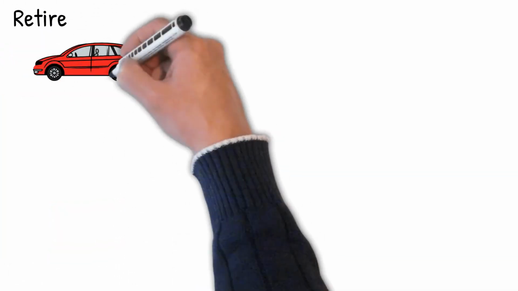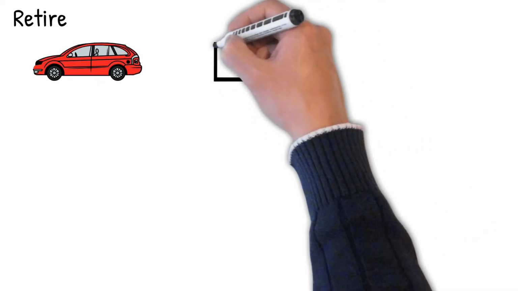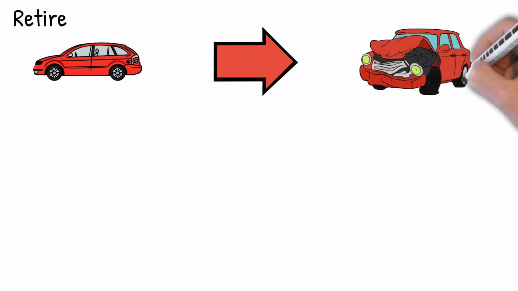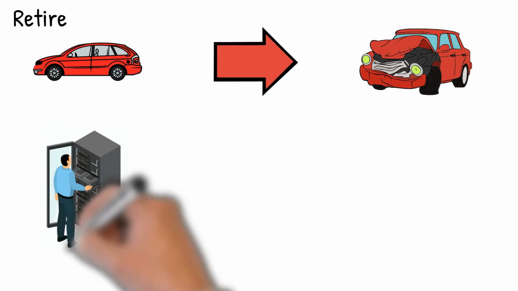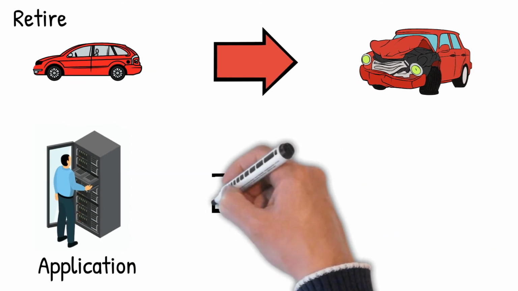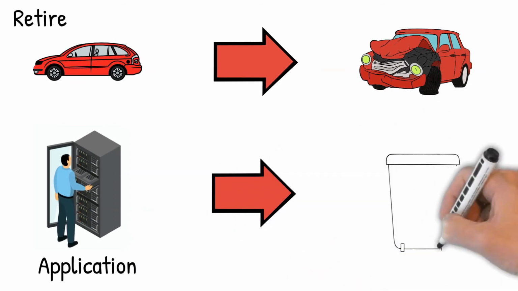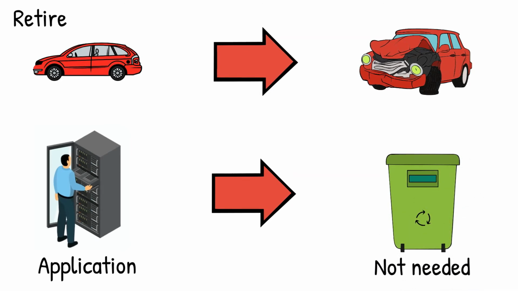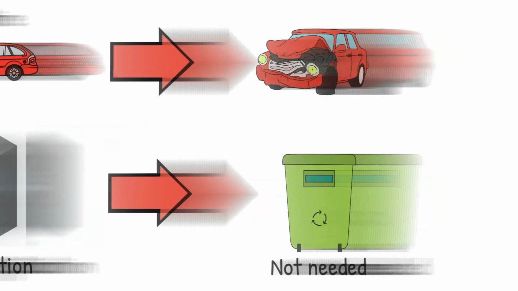The fifth one is retire. If your car gets too old or breaks down and you don't need it anymore, you can send it to a junkyard. Similarly, during migration, you may also realize that some applications running in an on-prem environment were not being used at all. In that case, you do not have to spend time and effort migrating them to the cloud. It would make more sense to retire those applications.